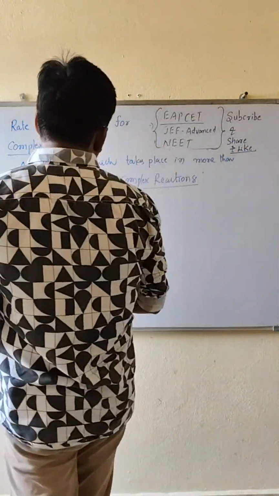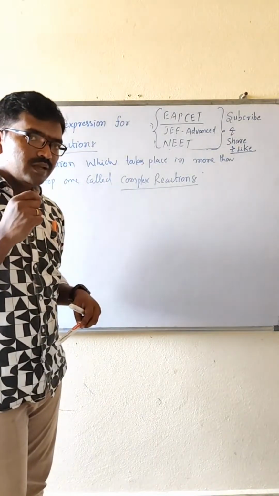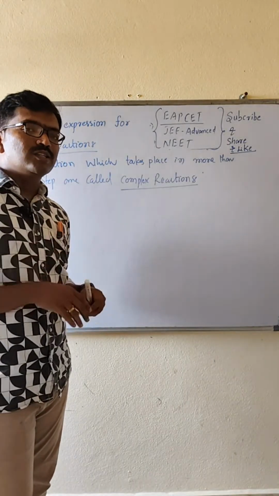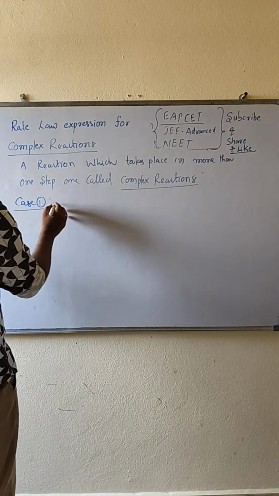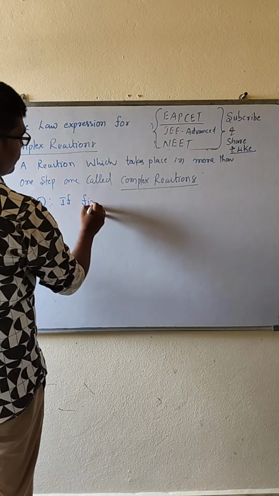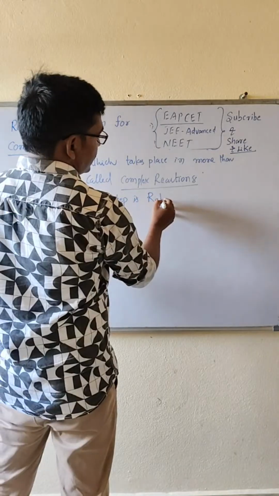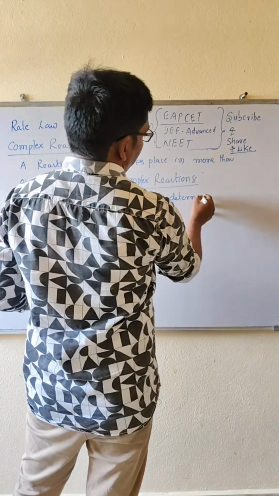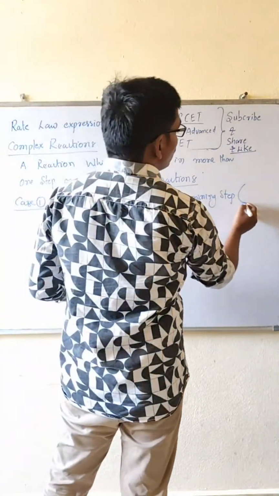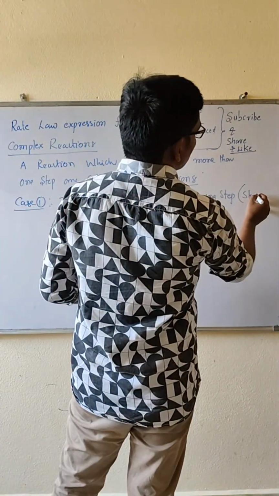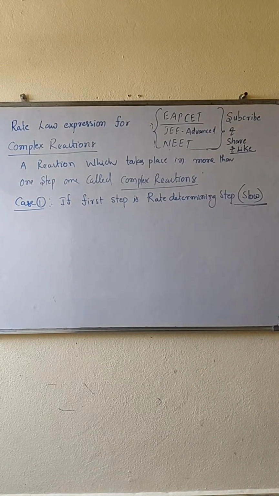So actually there are 2 types. Sir, one: if the first step is a slow step, if the first step is the rate determining step, that is case 1. Case 1 we are discussing first. If the first step is the rate determining step, that is, the slow step, how should the rate of reaction be expressed? That you have to take.